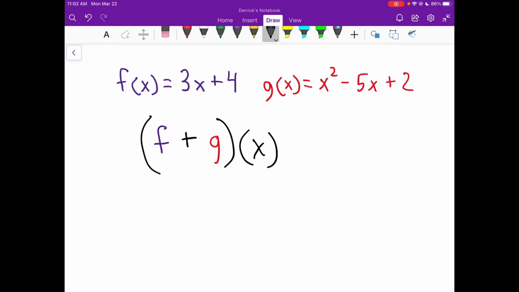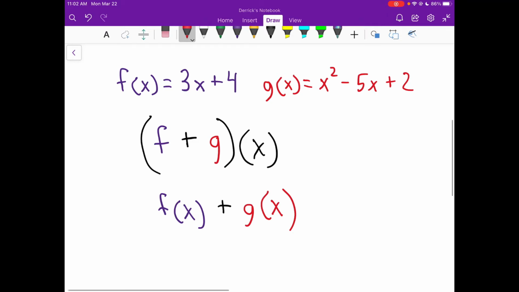Meaning, I am asking you to take the f of x function and add that to the g of x function, right? Recognize you could see it written this way, or I could just as simply write it like this. Both of these mean the exact same thing. It's not changing what you're going to do here, okay?